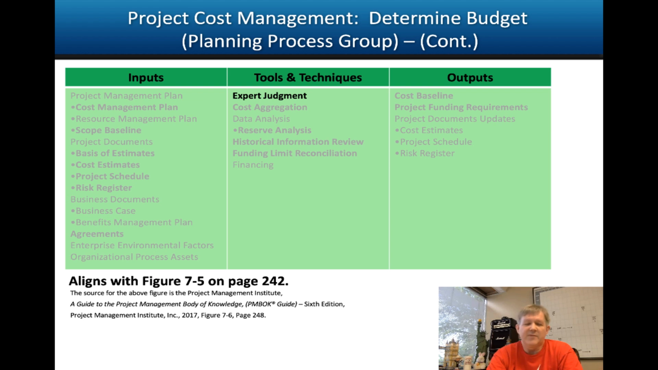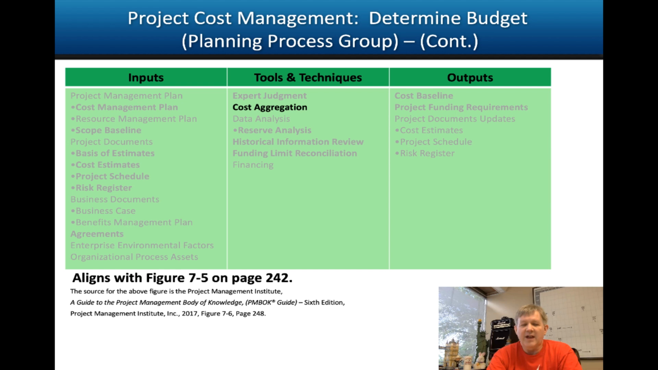Now, expert judgment we've seen as a tool and technique in a lot of cases here. In this case, it is basically used to make sure that we feel comfortable about how we're dividing the money across the work packages and the higher level pieces of the WBS, and then also how we're applying the timing of things as well. In other words, do things look practical and realistic?